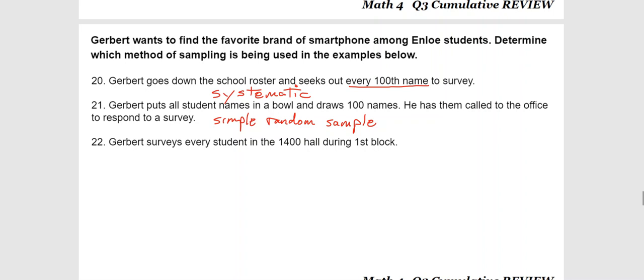Now, Gerbert surveys every student in the 1400 hall during first block. I specified first block because I know that you change classes, and the 1400 hall may have a completely different set of kids from one block to the next. So one block, and he's doing the entire 1400 hall. That's a cluster, where he's just trusting that the sample he gets from the 1400 hall is representative enough of the rest of the campus that he can move on with trying to figure out who likes what smartphone.